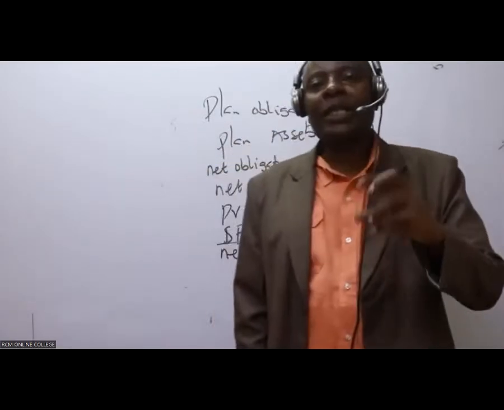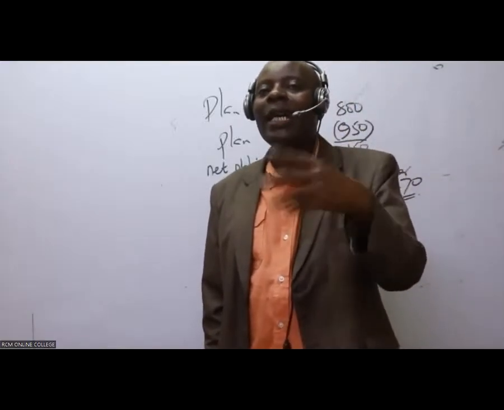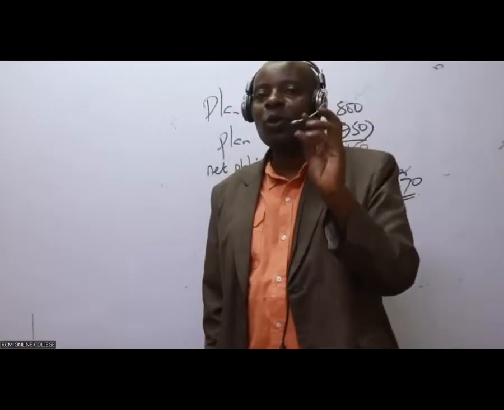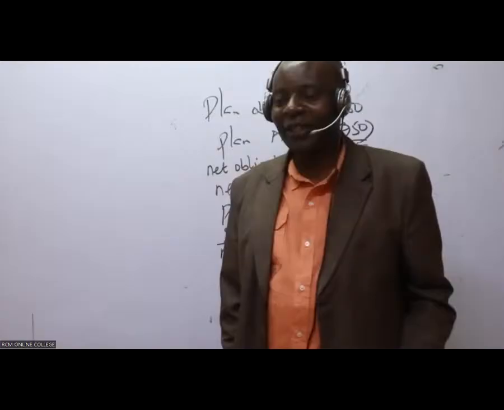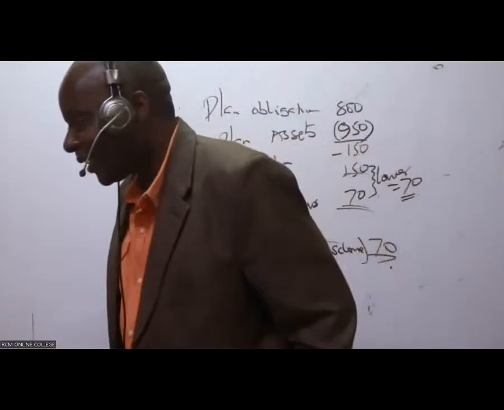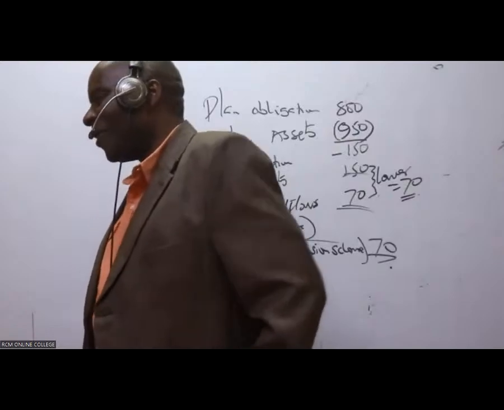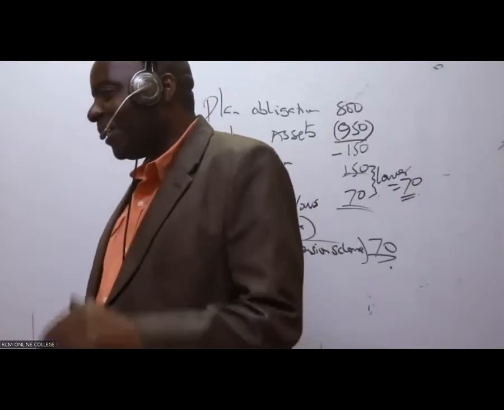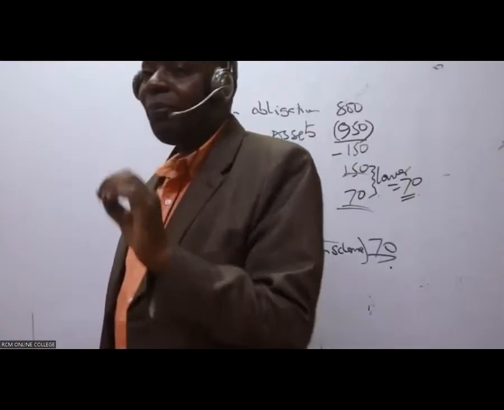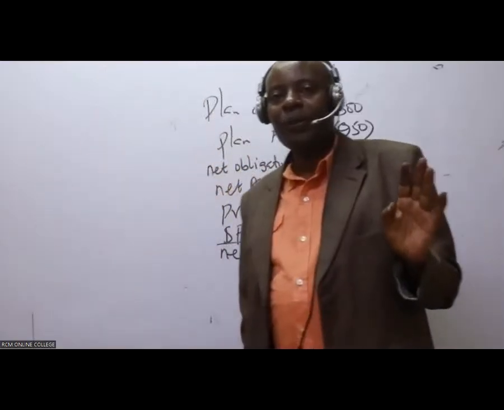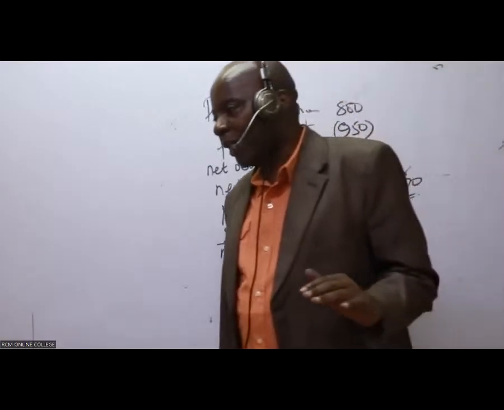So when you're explaining asset ceiling, remember, first of all, it has to be a plan which has a net asset. When net assets are more, you must always look for the present value, and then you work with the lower. That's how you explain this in your theory. In the reconciliation, benefit paid is hot air.